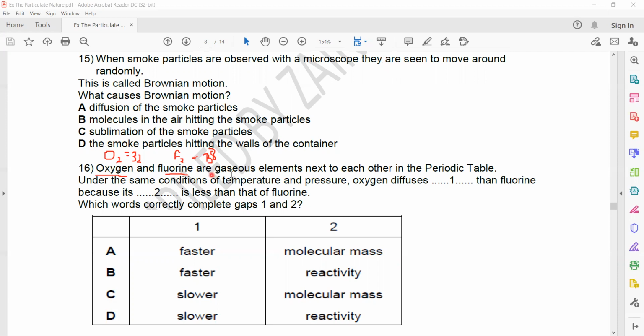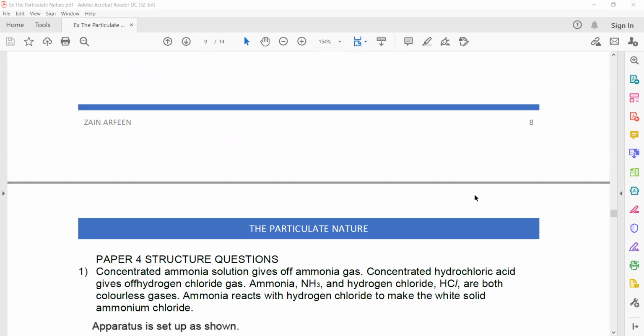So in the question, oxygen and fluorine are gaseous elements next to each other in a periodic table. Under the same conditions, the temperature and pressure, oxygen diffuses faster. Why faster? Because oxygen is lighter than fluorine, because its molecular mass is less than fluorine. So A is the right answer. So these are the MCQs related to the particulate nature. Now the structure questions.